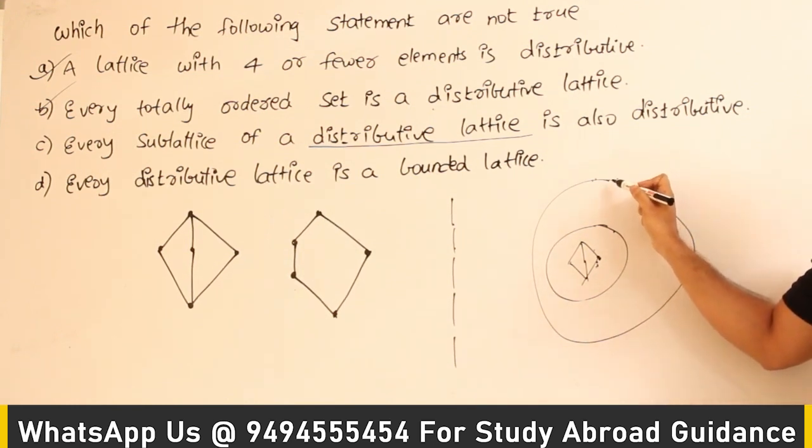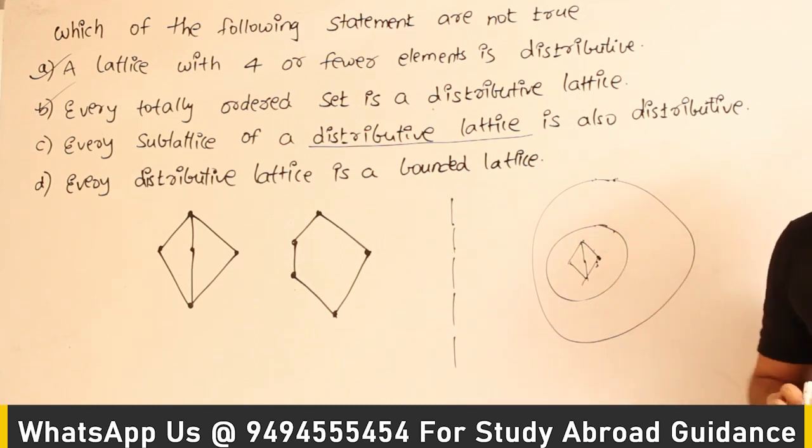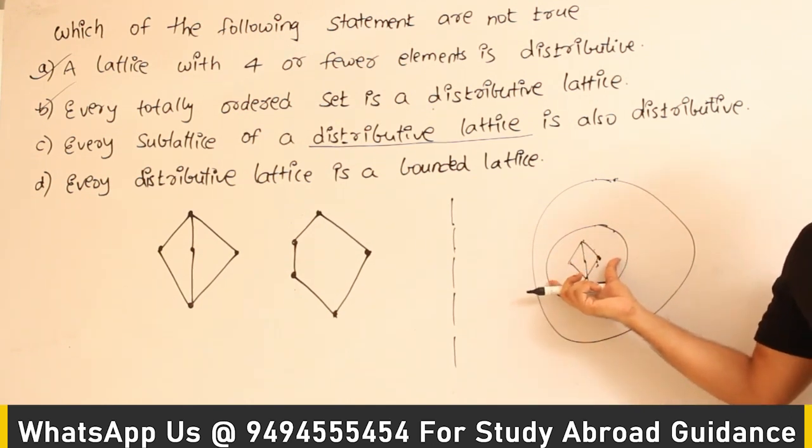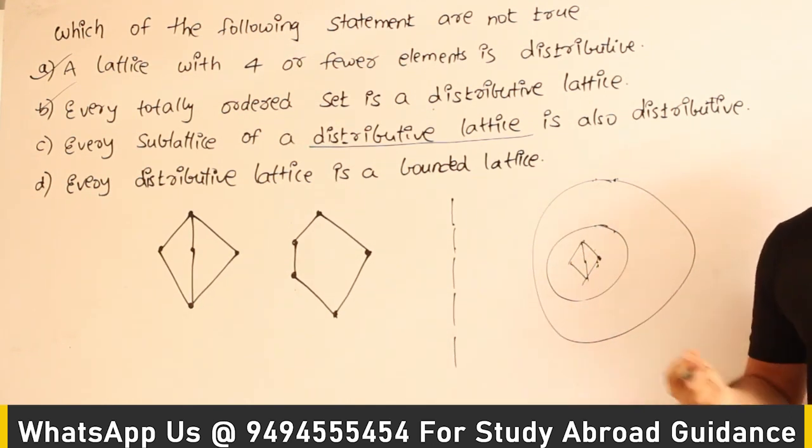That the original lattice is containing L1 star. What does that mean? That the original lattice is not distributive, but it is given that the original lattice is distributive, which means by contradiction we can say that every sublattice of a distributive lattice is distributive.